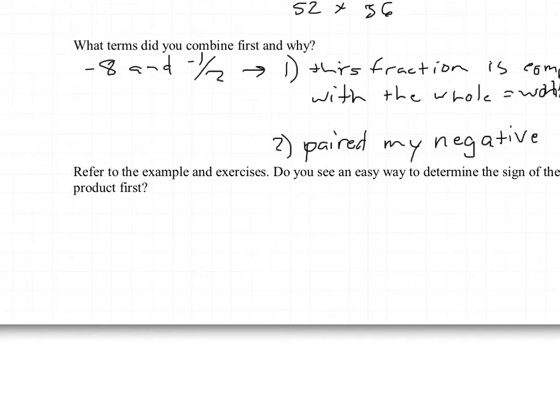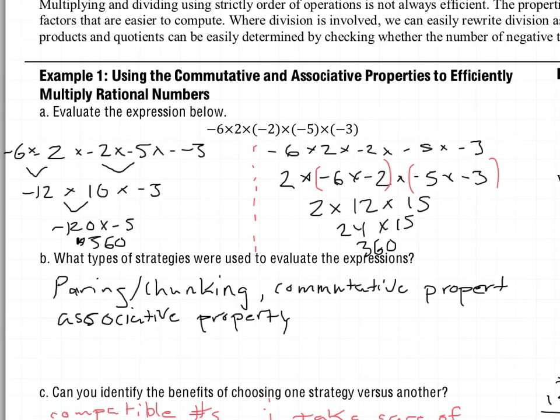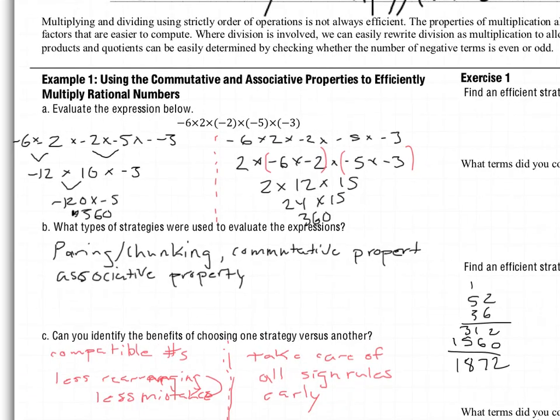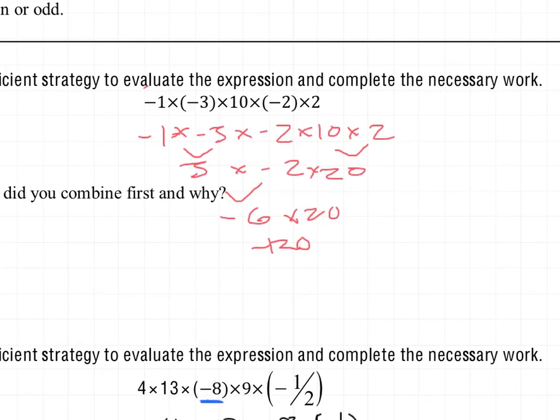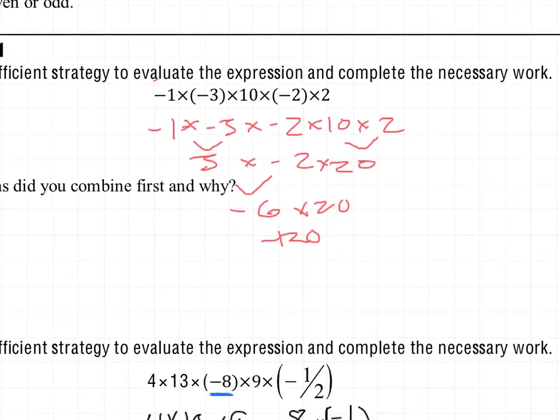So hopefully you're thinking, looking through a couple of these examples. Looking at this example, I was able to pair up all of my negatives. In other words, I had an even number of negatives. And I got a positive answer because all of them paired up to become positive. If I look at another example, like this one over here, I was able to pair up one of my negatives, but then I had a negative left over because I had an odd number of negatives. And when I had that happen, that negative came all the way through.